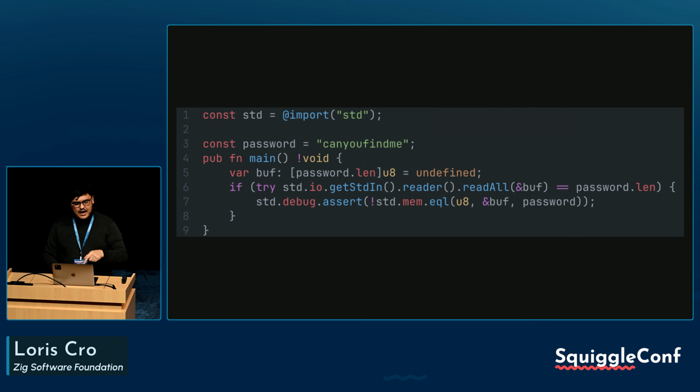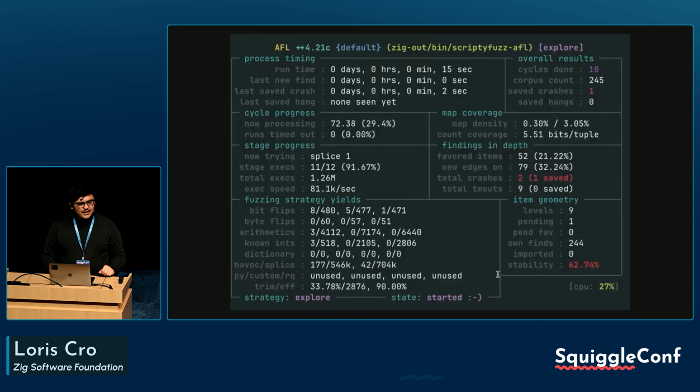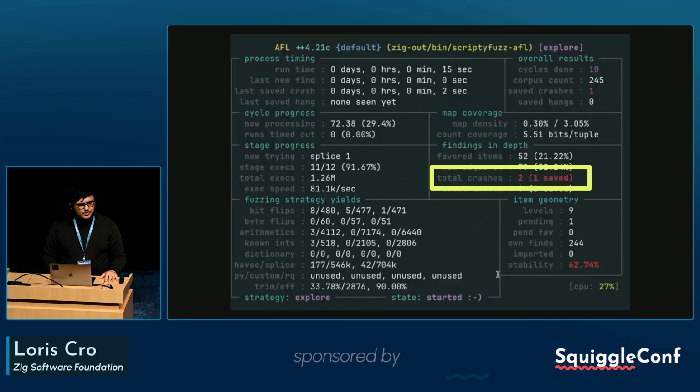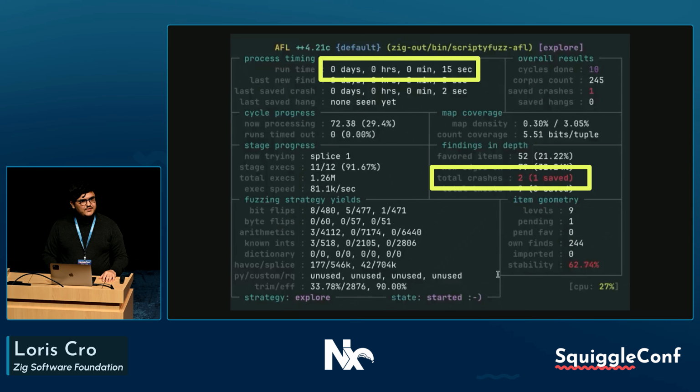And actually, I will demo this in a moment. So I started fuzzing my own language server. This is the AFL library. It's a very popular fuzzer. There's a lot of stuff on screen. Don't focus on all the numbers. What you care about is this part here. Total crashes 2. So this is a run where the fuzzer had found a crash in my program, and it took it 15 seconds to do so.